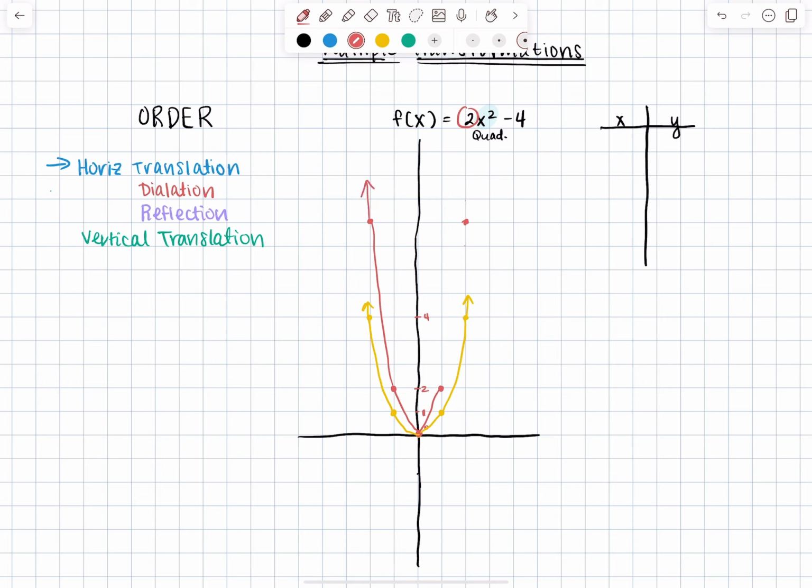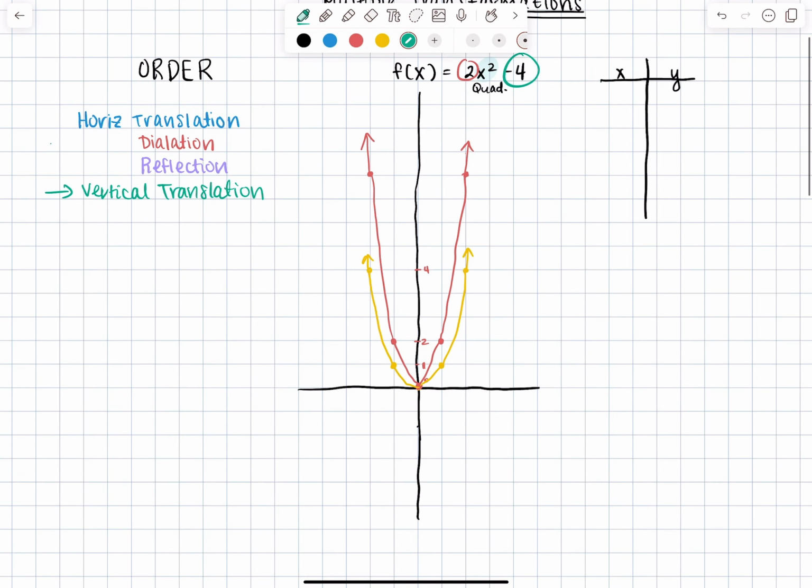We have the vertical translation, and I know that because there are no parentheses, so we know that this is a vertical translation. That means I move down by 4. Once you're done with one part of your graph, I like to erase it so that I don't get confused. So I'm going to move each point down by 4.